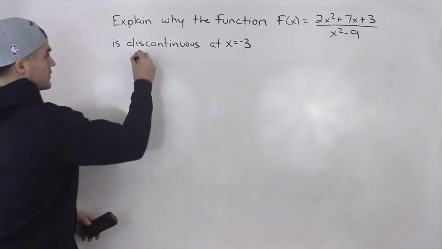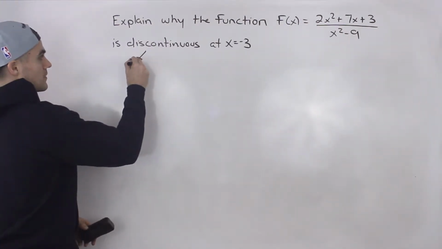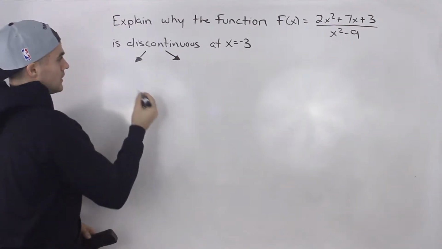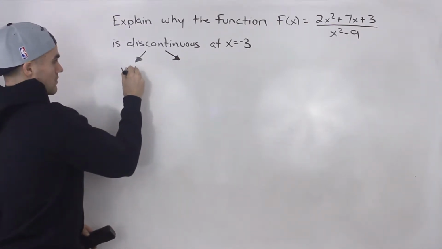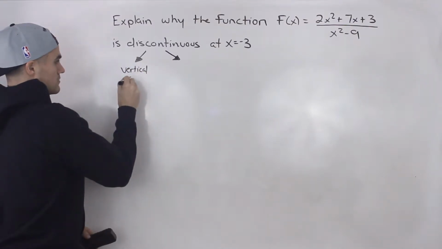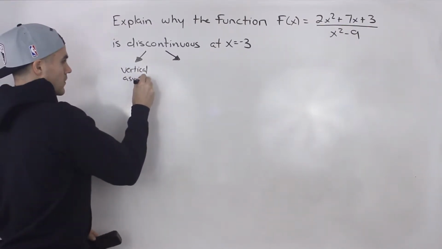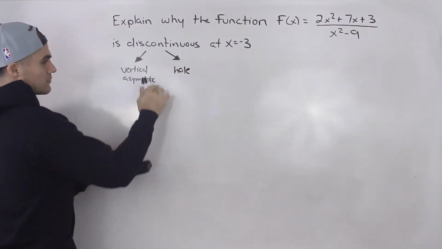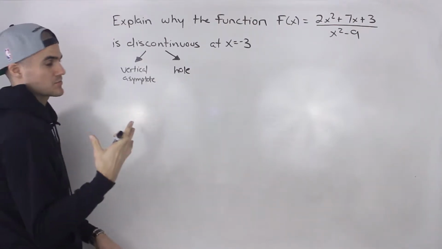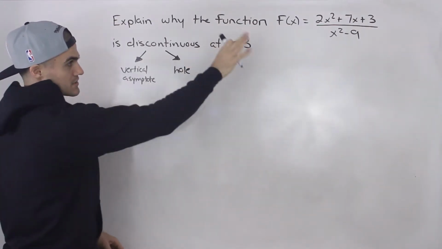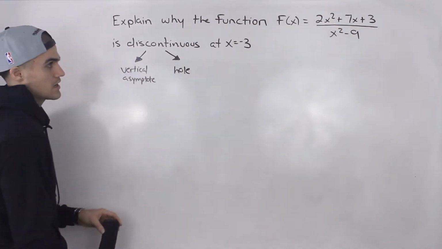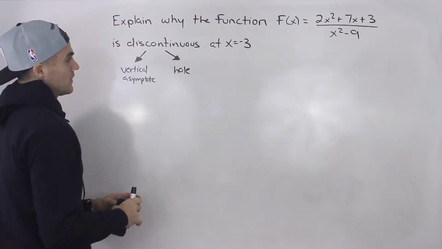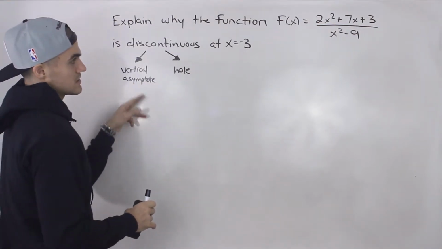Now, for a function to be discontinuous, we talked about this in the continuity lecture videos, but the two main reasons are there's either a vertical asymptote or there is a hole. There can also be like a break. That usually happens with piecewise functions though. Notice this is not a piecewise function, it's just a single rational function. So we have to figure out which of these is going to happen.